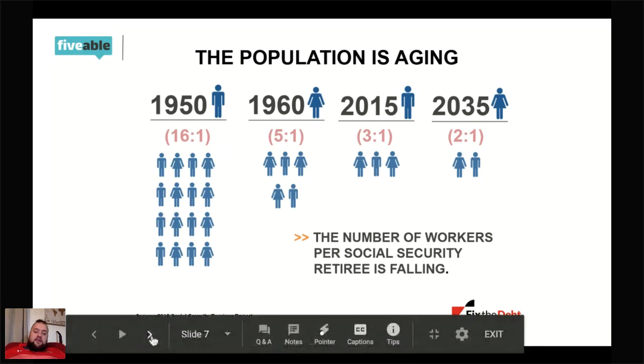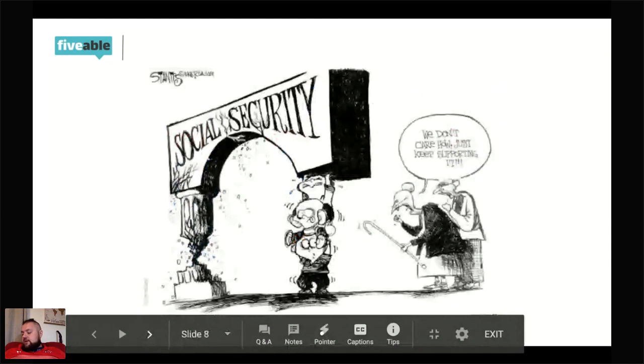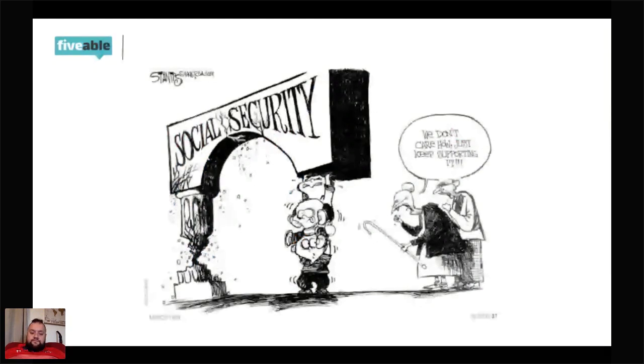So this is a great little political cartoon, and I like to share political cartoons here because you get them on your AP test, okay?